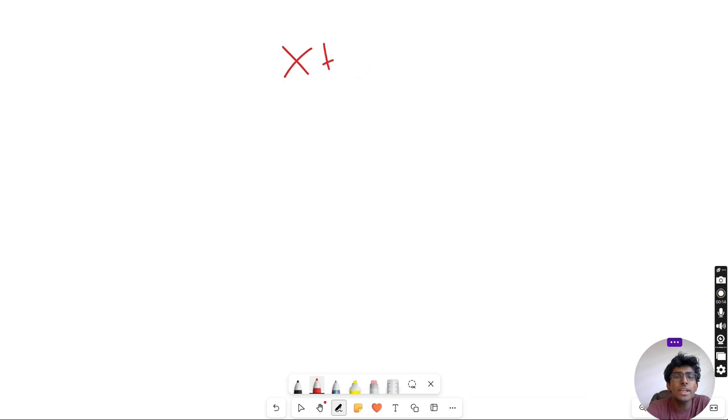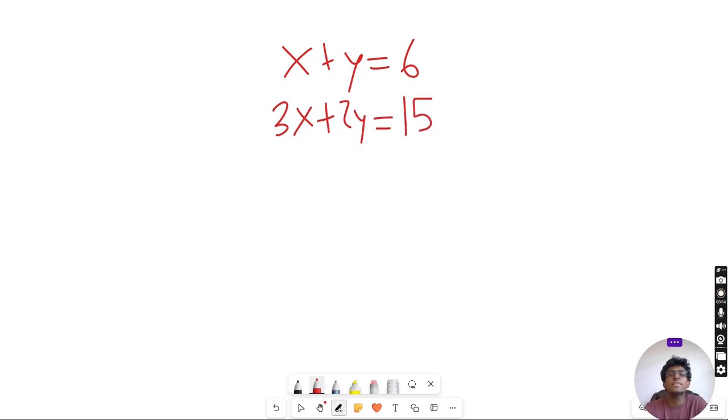So we have x plus y equals 6, and then 3x plus 2y equals 15. Okay, I know for a fact this isn't going to be the same solution. So in this case, yeah, you can do elimination here, but let's try substitution. What does substitution mean? We're solving for one variable in terms of the other variable, and then we're going to take that expression and substitute it in the second equation for the variable we solved for.